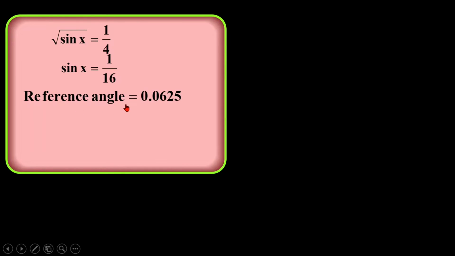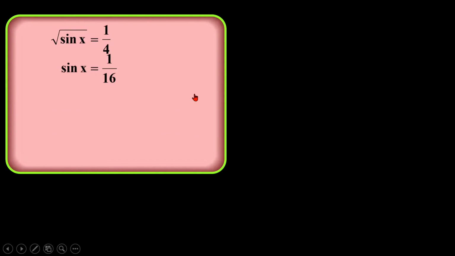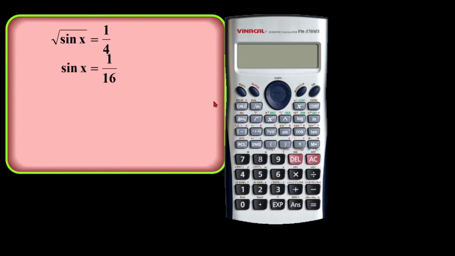So the reference angle this time, okay, let me check the question. This time they want the answer in decimal places. So when they want it in decimal places, the mode of my calculator will go from degree to radian. So I will go to radian. Okay, I will press 2 there. So I'm going to press shift and then sine, and then I'm going to enter 1 over 16.